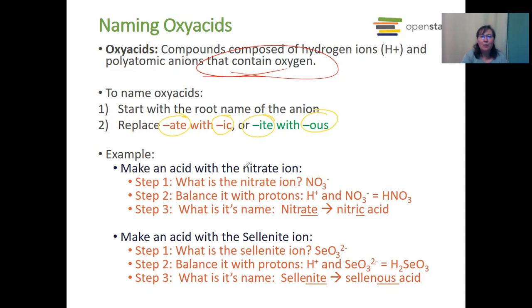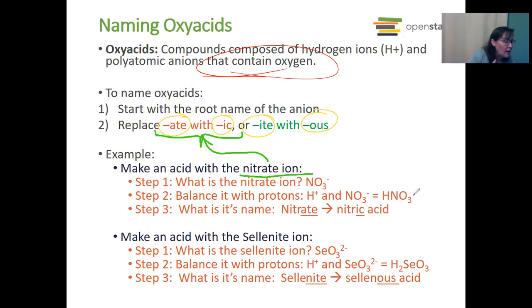It says make an acid with the nitrate ion. So see how we have that ate? It's going to be this one here. The nitrate ion is NO3 with a 1- charge on it. We balance it with protons, H plus balances evenly with NO3. So we have HNO3, and nitrate becomes nitric acid.